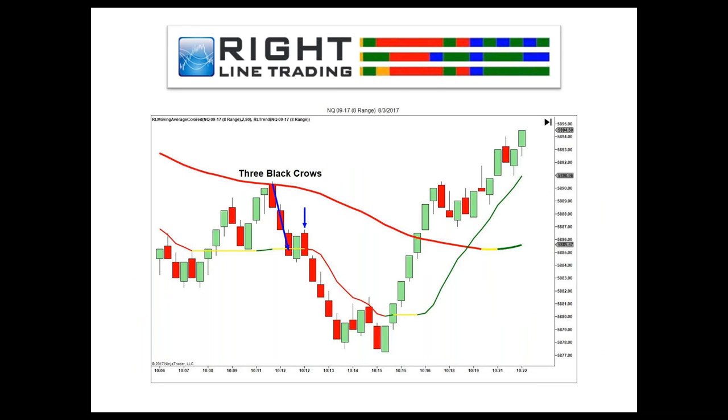Now, this is just the opposite of the three white soldiers. This is the three black crows. And it's coming off of an area of resistance. You get the early retracement. This prior move down tells you that bears are firmly in control, and you can take the continuation trade to the downside. This is not a candlestick formation that you necessarily see that often, but when you see it and you catch it, it gives you a real low risk, potentially high reward trade.